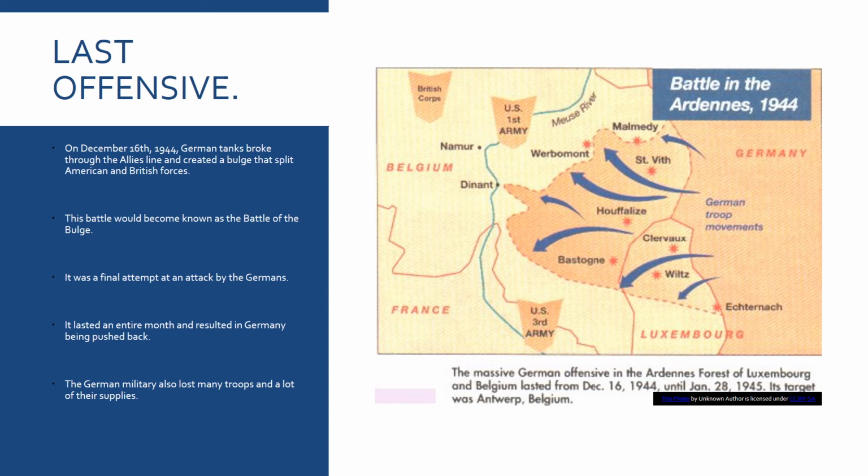You can see that it lasted from, on the picture there, December 16th, my apologies, until January 28th, okay? It lasted an entire month and resulted in actually Germany being pushed back. So even though the Germans have some success with this, in the long run, it's going to do some damage to Germany. The German military is also going to lose a lot of its troops and a lot of their supplies during this final attack as well.